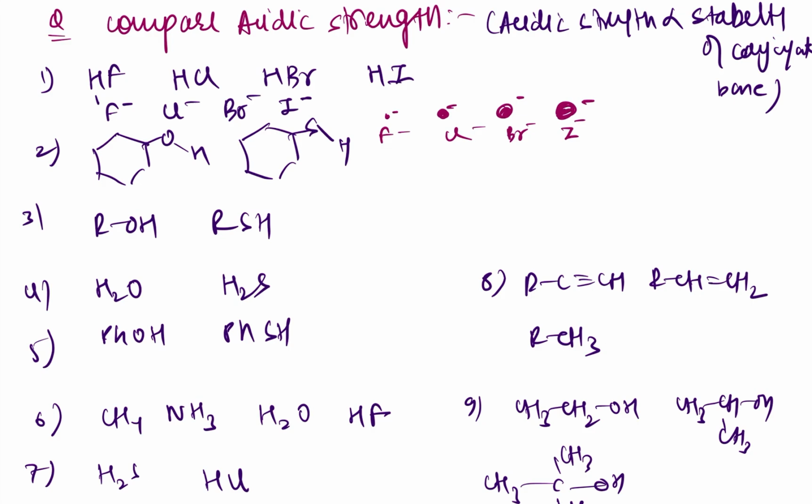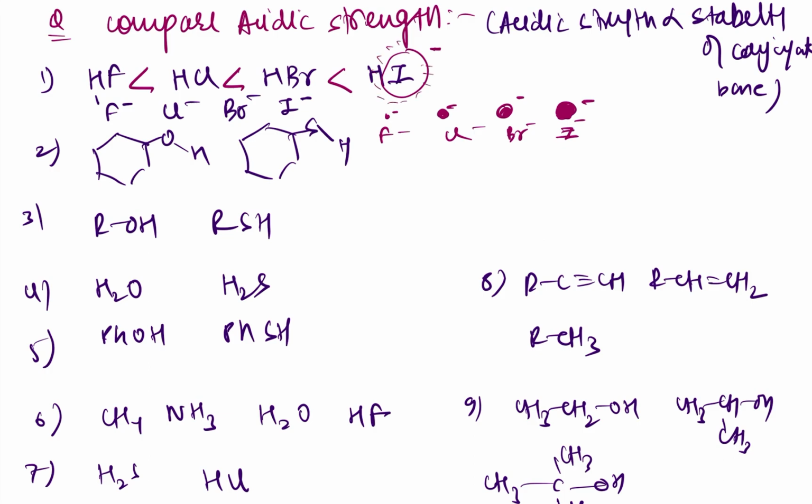The negative charge is more dispersed and less intensified in the case of I minus, and it is more intensified in the case of F minus. If the intensity of charge is more, then its stability is less. So I minus is more stable, hence the order HF, HCl, HBr, HI, because I has the negative charge equally distributed, less intensified, and more stable.